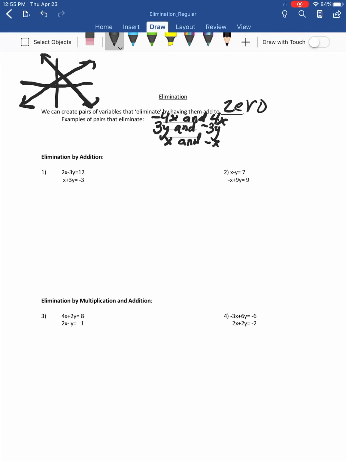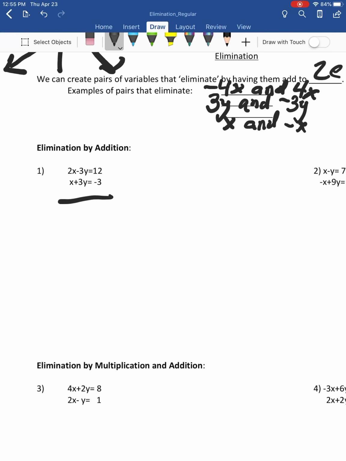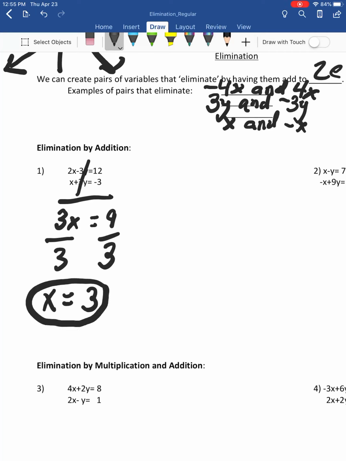So the first one, 2x and x, do those eliminate? No, they don't. Negative 3y and 3y do eliminate because negative 3y plus 3y makes 0, so I'm just going to cross them out. We added that pair and made 0, so we're going to add the rest. 2x and x makes 3x, and 12 and negative 3 makes 9. So solve this equation for x. We eliminated the y, and we're down to an equation involving only x, which is easy to solve. So this gives us x is 3.